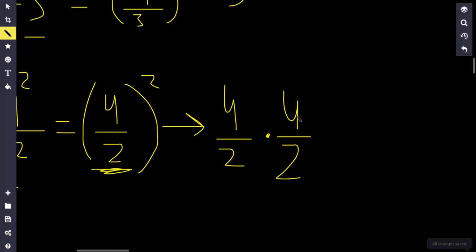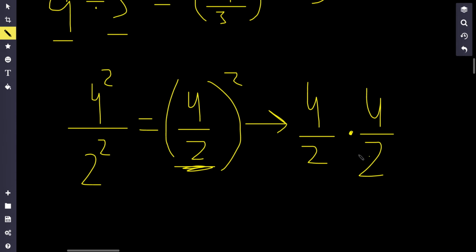So 4 times 4 is 4 to the second power, and 2 times 2 is 2 to the second power. So this is the reason why it works: when you're raising fractions to a certain power, you multiply the numerator by itself some number of times, and the denominator too.